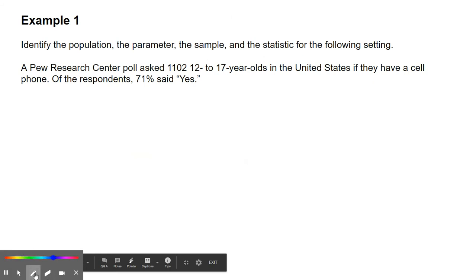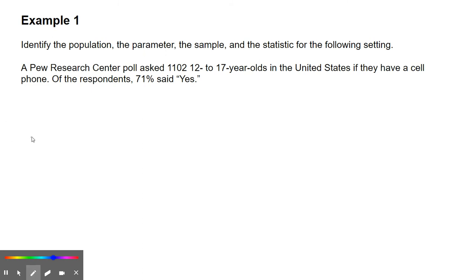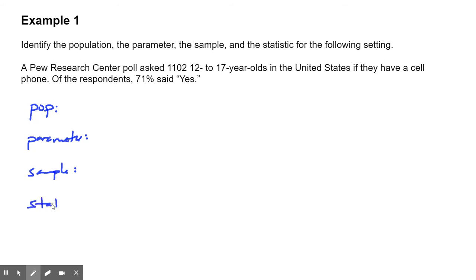All right, so example 1 here says identify the population, the parameter, the sample, and the statistic for the following setting. So it says a Pew Research Center poll asked 1,102 12 to 17-year-olds in the United States if they have a cell phone. Of the respondents, 71% said yes. So when I do this problem, okay, I'm going to list out population, parameter, sample, and statistic. Okay, so again, you can write them out how you want to. I wrote out parameters, so why not write them all out?